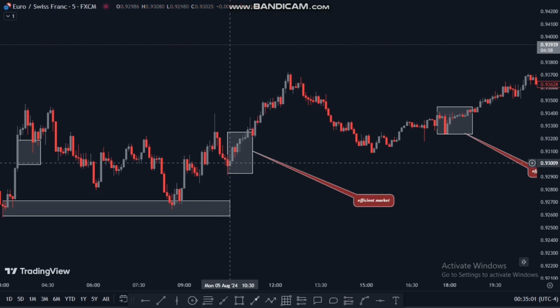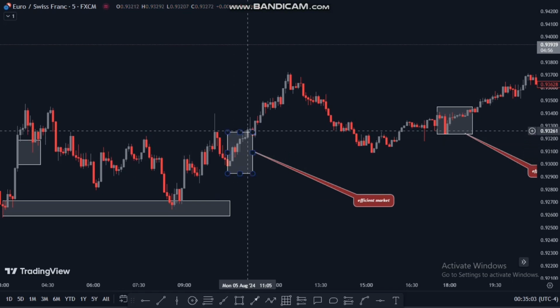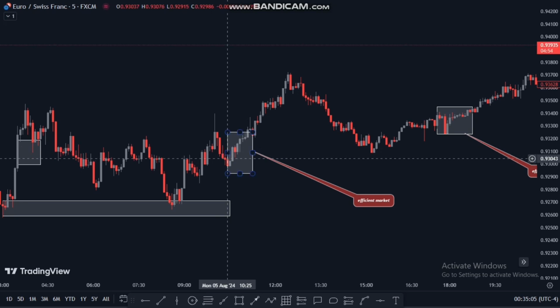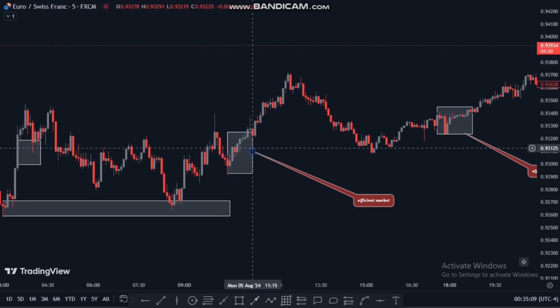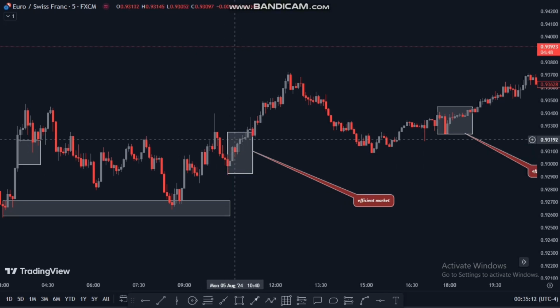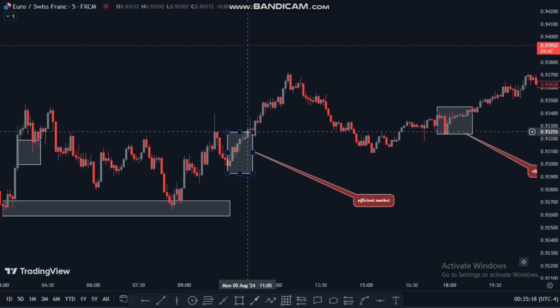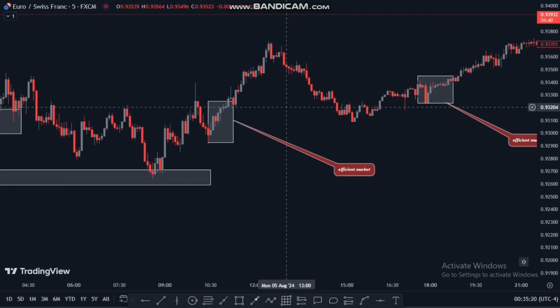As you can see, from this red candlestick to this candlestick to that candlestick and to all these candlesticks, there are no spaces in between the candlesticks. That means this market is efficient, right? That means price is balanced. There's no inefficiency, there's no reason for the market to come back to this zone, right?